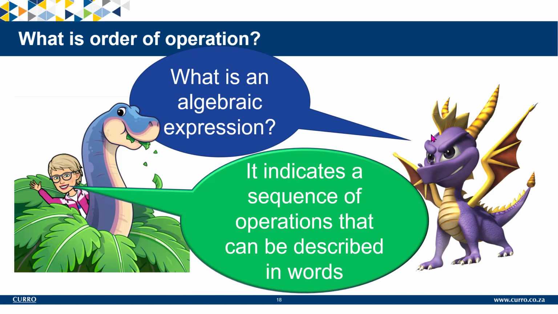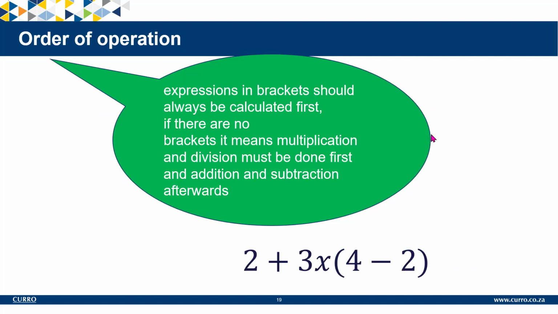Okay, first let's start with your question. Ping, what is an algebraic expression? Well, it indicates a sequence of operations that can be described in words. Expressions in brackets should always be calculated first. If there are no brackets, it means multiplication and division must be done first, and addition and subtraction afterwards.